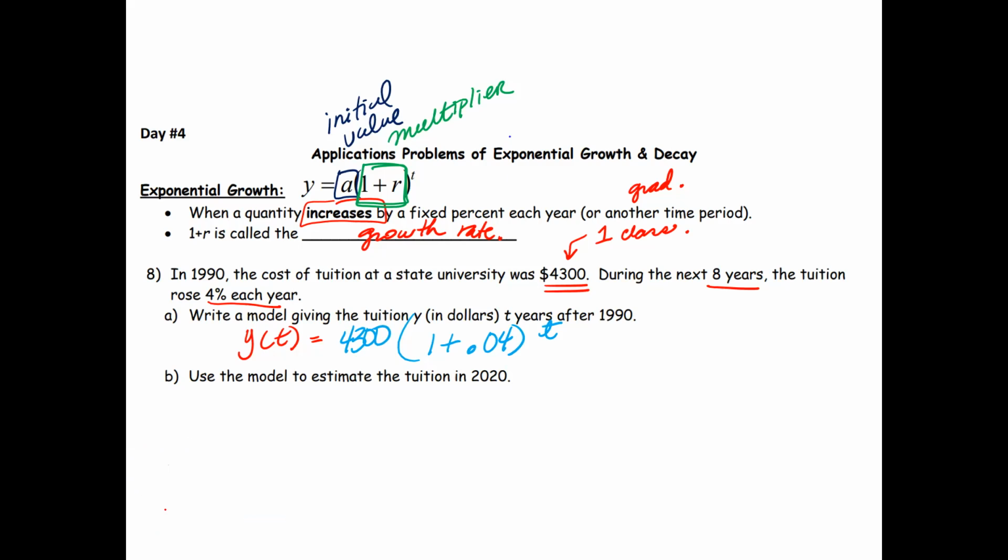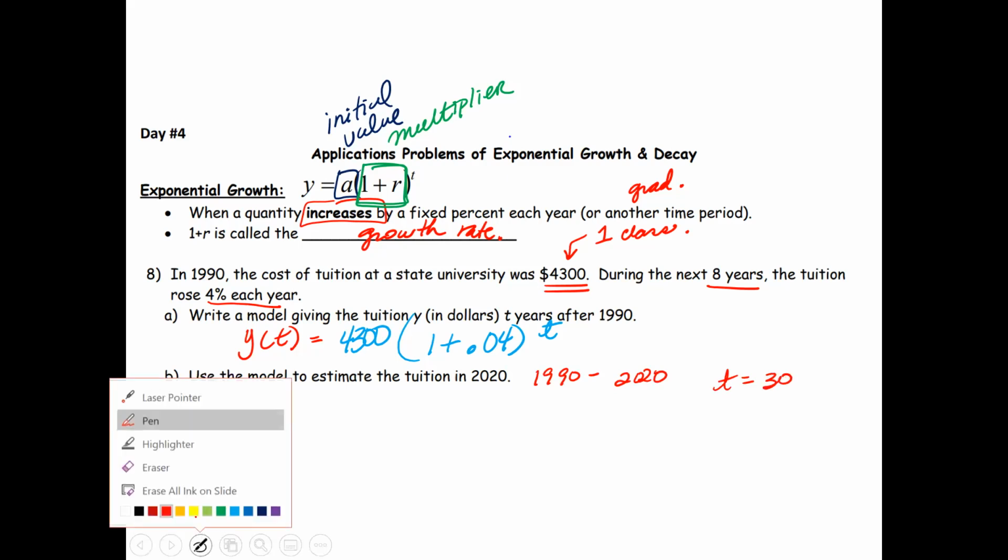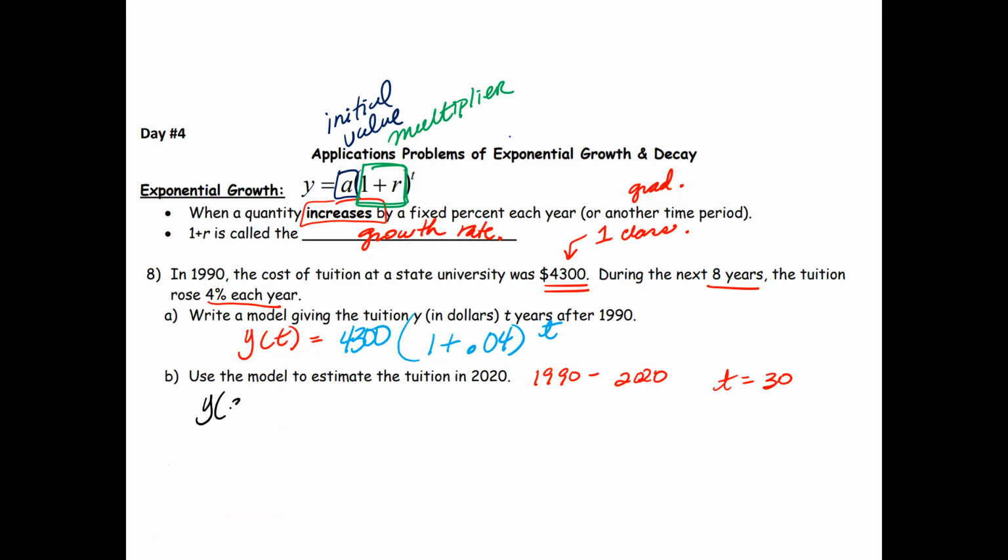So then for B, we're going to use that same model to estimate your tuition in 2020. That was like 2 years ago, at the beginning of the pandemic. If it starts from 1990 to 2020, how many years are in between those 2 time frames? What is your T equal to? Yeah, it's about a 30-year difference, right? So how much is your tuition going to be for Y of 30: 4,300 times 1 plus 0.04 to the 30th power. So now you're going to grab your calculator.